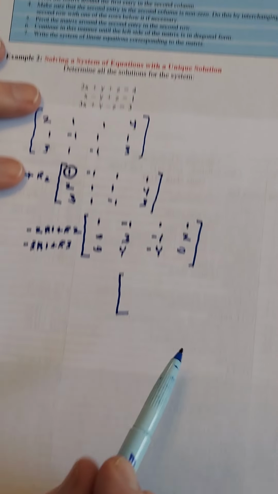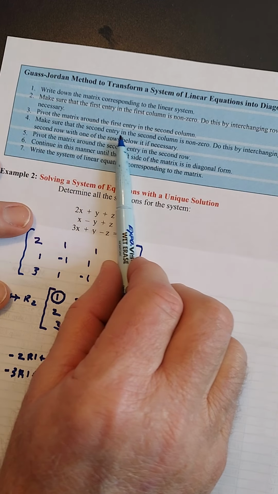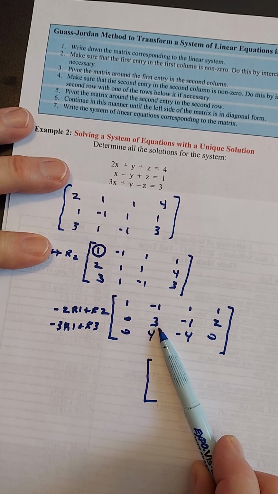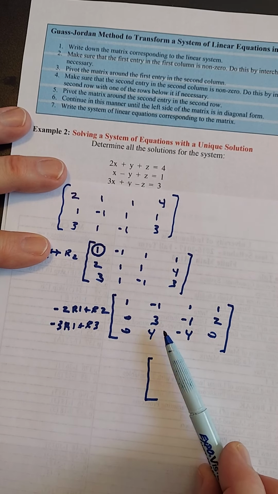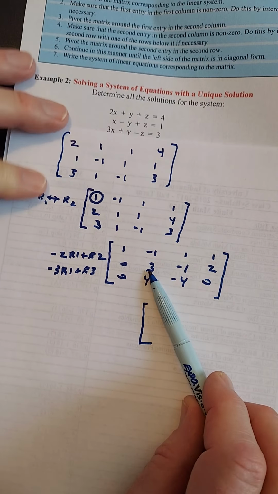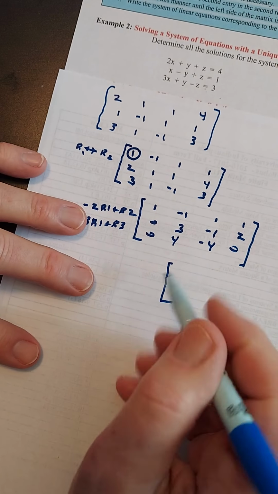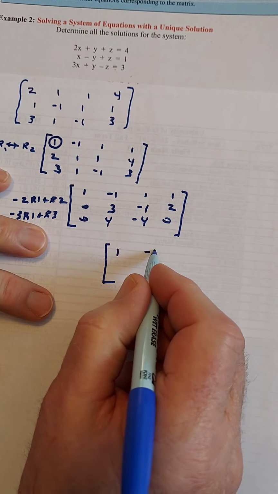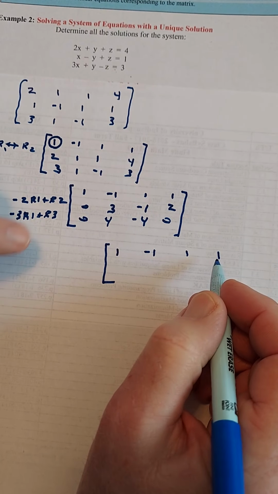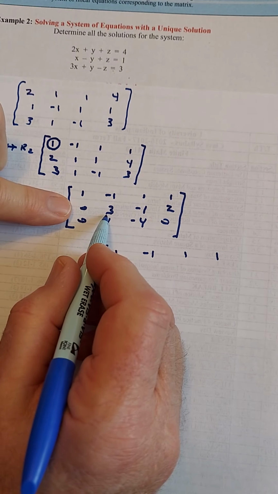Now, according to the instructions up here, it says, make sure the second entry in the second row, that's the 3, is non-zero, and if not, I'd interchange it with one of the rows below it. We're okay. I have to get a 1 where the 3 is. So the top row is going to stay the same. Just copy those.